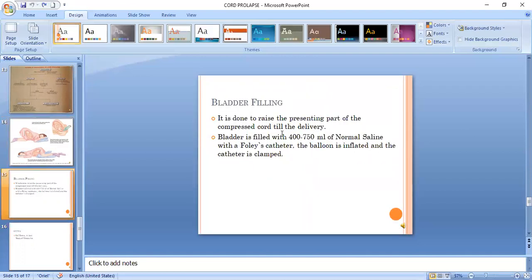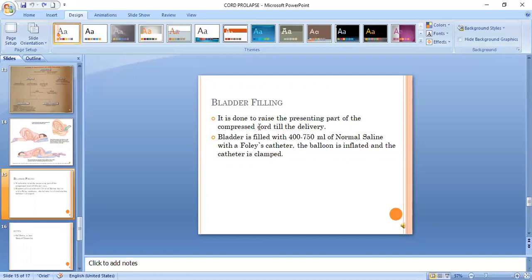Bladder filling is also done with the same motive, that it will raise the presenting part off the compressed cord till the delivery. Here the urinary bladder is filled with 400 to 750 ml using a Foley's catheter. We will be instilling 400 to 750 ml of normal saline, and when the balloon is inflated, we will be clamping the catheter. So the bladder will be filled and the compression over the umbilical cord can be reduced. So that is about bladder filling.